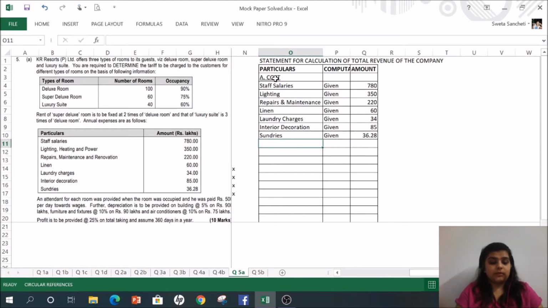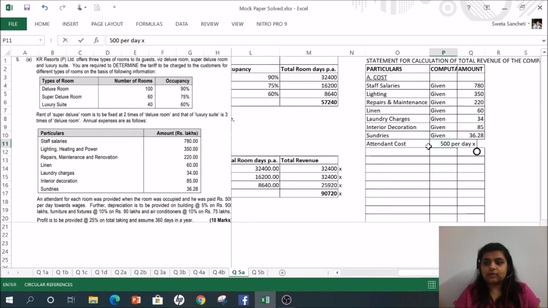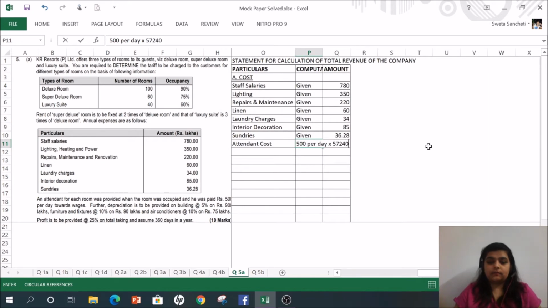Now the other cost. First is the attendant cost. Now attendant is paid rupees 500 per day, and the total room days were 57,240 room days. So that would be 500 into 57,240.